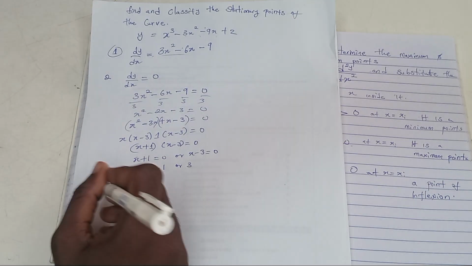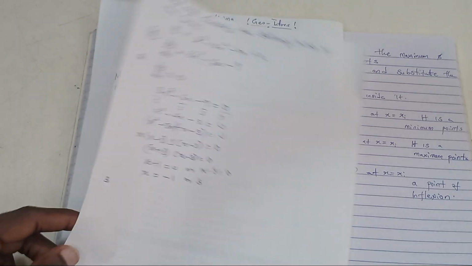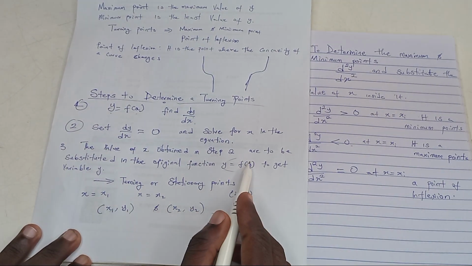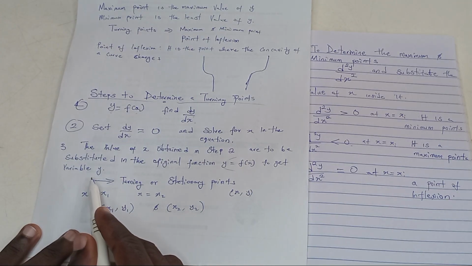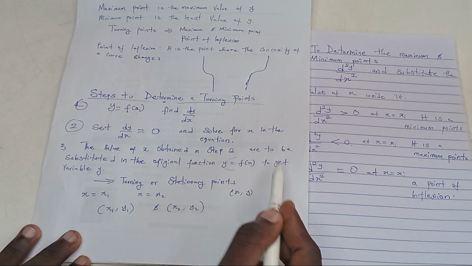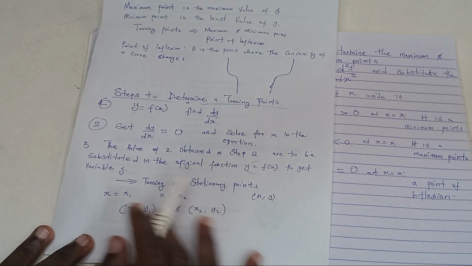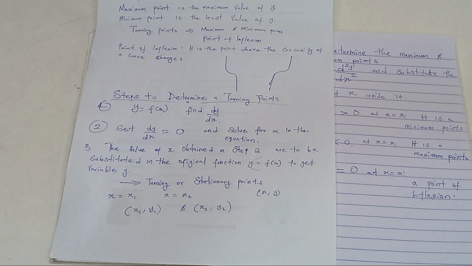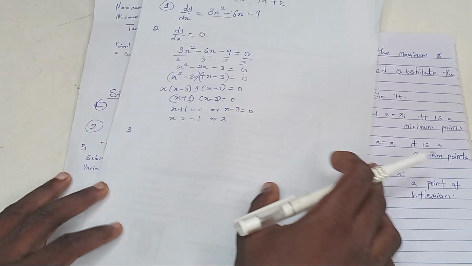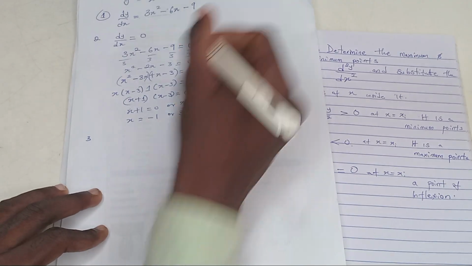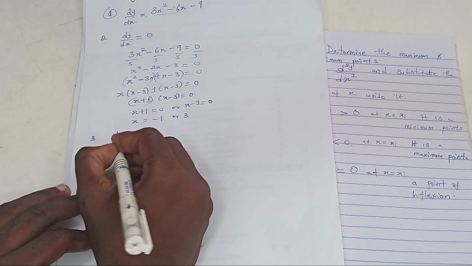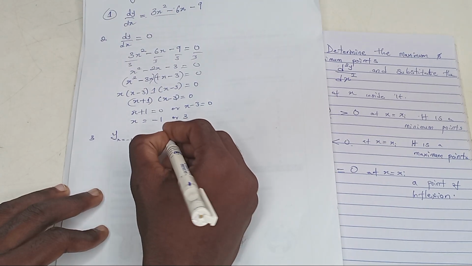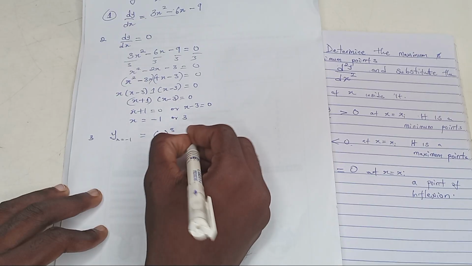The next step, step 3, says the values of x obtained in step 2 are to be substituted in the original function y equals f(x) to get the variable y. So substitute inside the original function. What's the original function? x cubed minus 3x squared. So y when x equals minus 1. Anywhere you see x, put minus 1. So minus 1 cubed minus 3. This is what I'm doing.